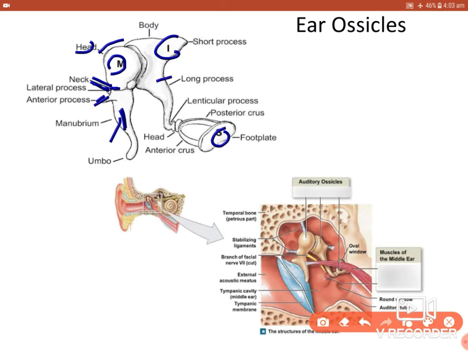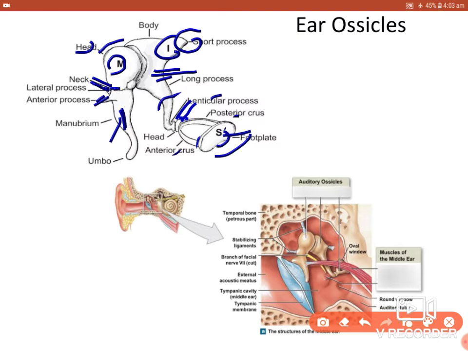Then here this is the incus. This part is the body. This is the short process. This is the long process. Then the stapes. You can see this is the footplate of the stapes. It has an anterior crus. This is the posterior crus. And also you can see this rounded part is the head. The constricted part here is the neck.